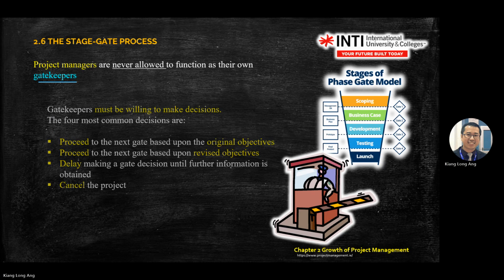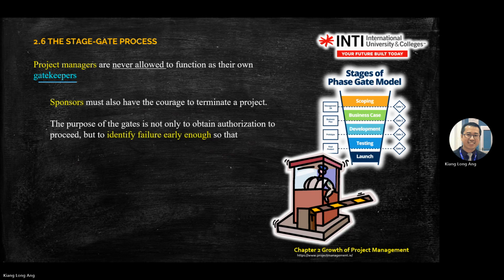The rest you read. So these are the 4 decisions that are very important. As a project manager, you are actually waiting for the decision from the gatekeepers. These 4 decisions: proceed without changes, or original; proceed with revisions or changes; delay and wait for information; or cancel the project. Sponsors are the ones who can make the final decision.